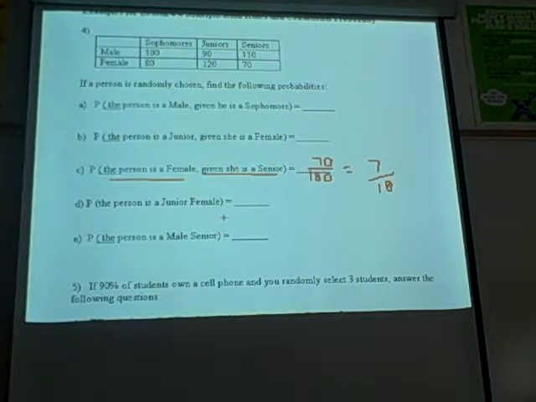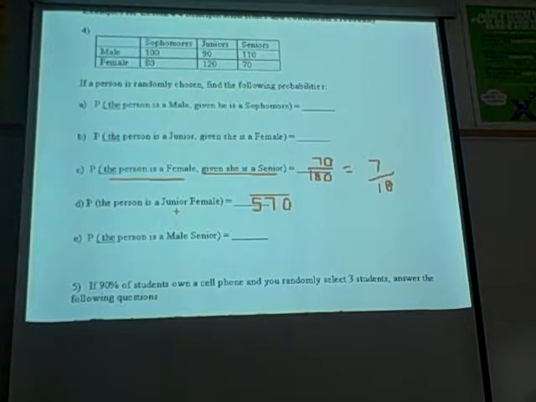Okay, next up. D, find the probability the person is a junior female. Now notice this one does not say given. If it doesn't say given, you use the total number of people, which, if we add up all these numbers, what do we say that total was? Right, we said 570. So if it doesn't say given, you have to assume that they want you to use all students, which is 570, which is not too far from the size of our school.